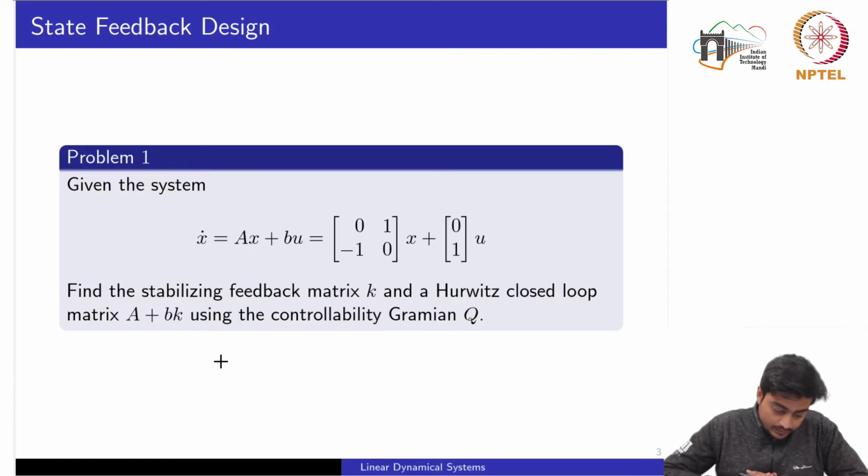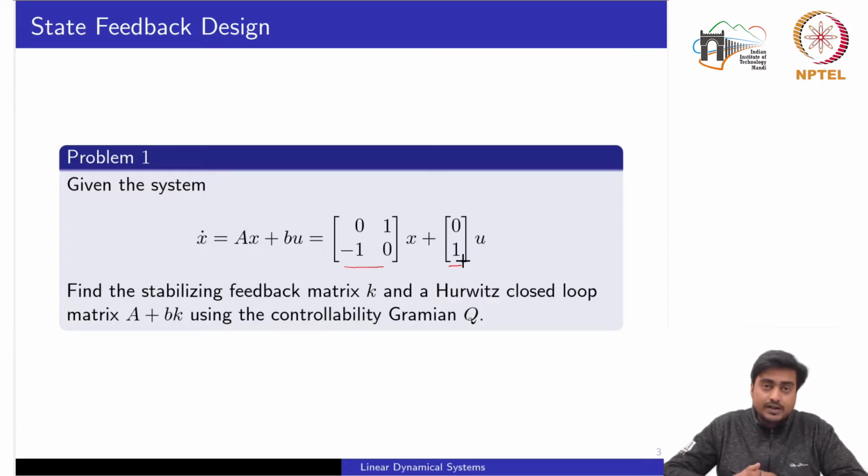In problem 1, we are given an LTI system with A, B matrices, where U is a single input variable, and we have a 2-dimensional system. We need to find the stabilizing feedback matrix, or the feedback gain vector K, and a Hurwitz closed loop matrix A plus BK using the controllability Gramian Q.